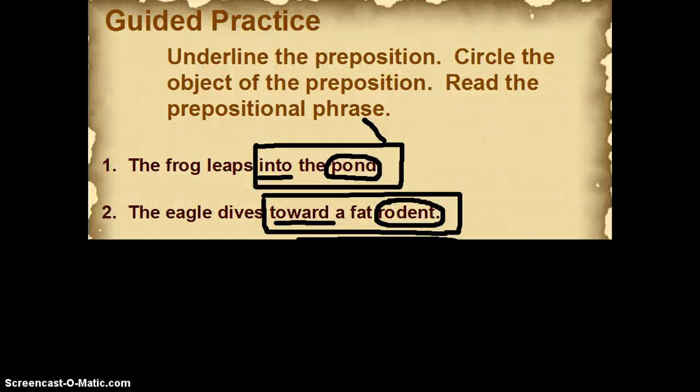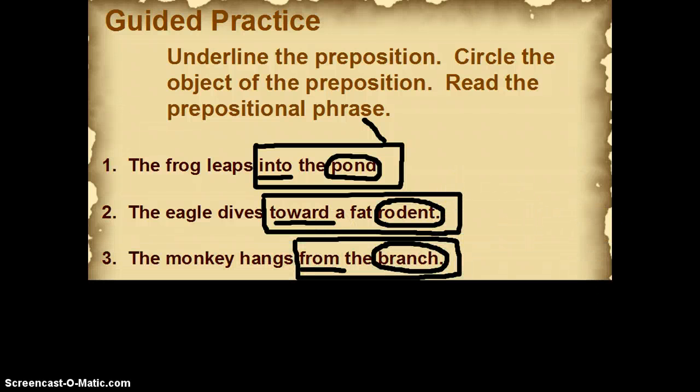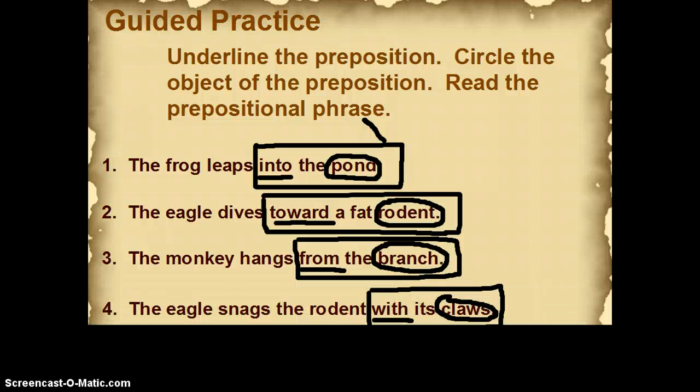So the second one, toward, would be the preposition, so I underlined toward. The next noun is the rodent, so I circled that. This whole thing is the prepositional phrase, toward a fat rodent. The monkey hangs from the branch. From is underlined, branch is the next noun, so that's circled. Box the whole thing, that's the prepositional phrase.